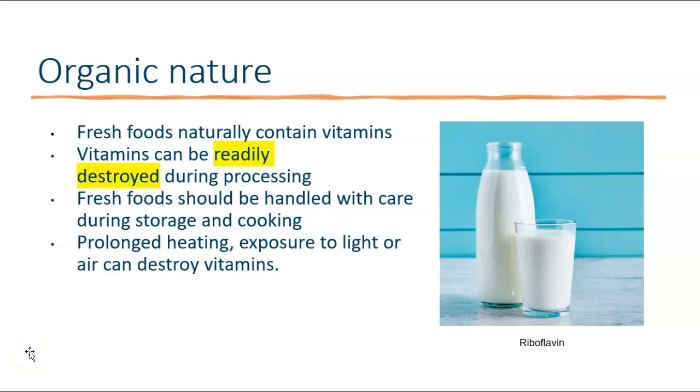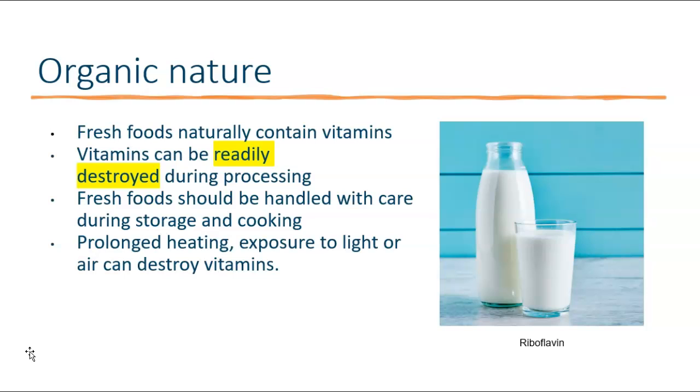I already mentioned that they're easily destroyed, and that's one of their differences compared to minerals. So they are organic in nature. And fresh foods, like I said, naturally contain vitamins, and they can be readily destroyed during processing. And that processing could just be cutting them in half. You could destroy some vitamins when they're exposed to heat or light or air.